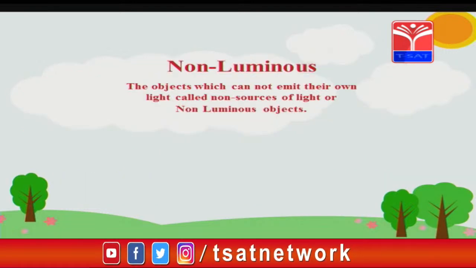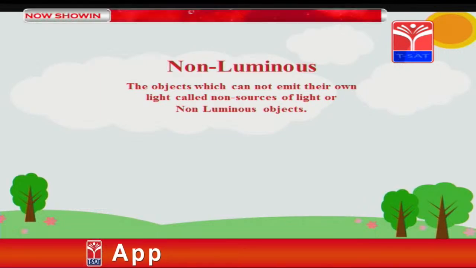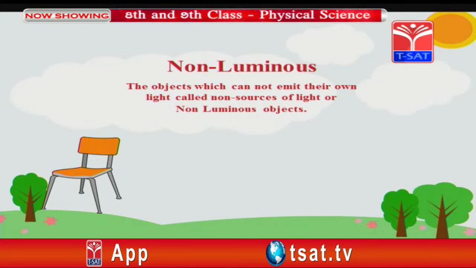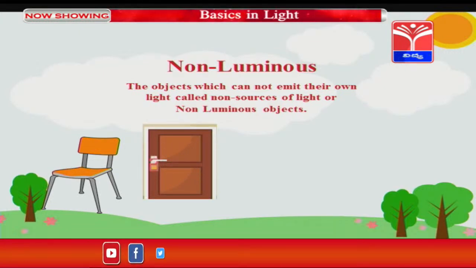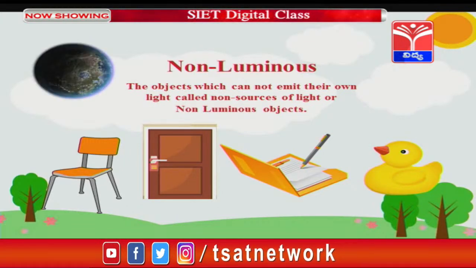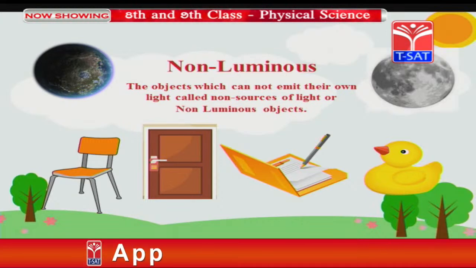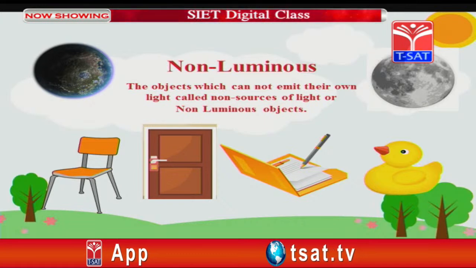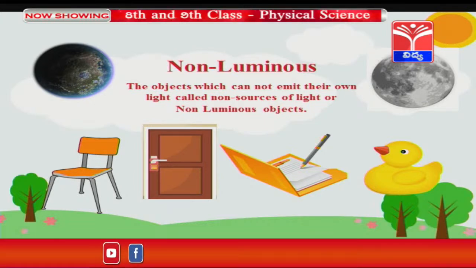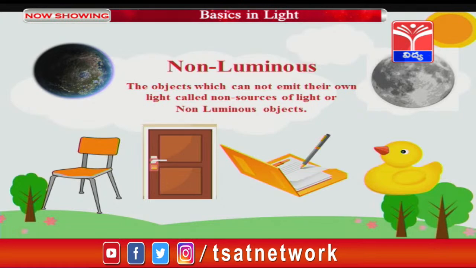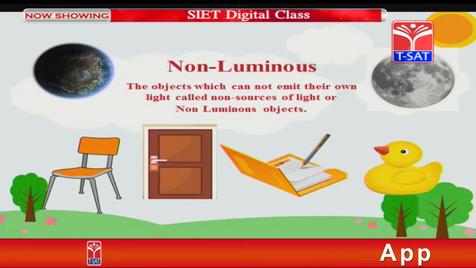Non-luminous objects are the objects which cannot emit their own light, called non-sources of light or non-luminous objects, such as chair, door, pencil, dolls, and of course our earth and moon. You may think that the moon will give us light on a full moon night, but the moon does not emit its own light, it reflects the light of the sun.